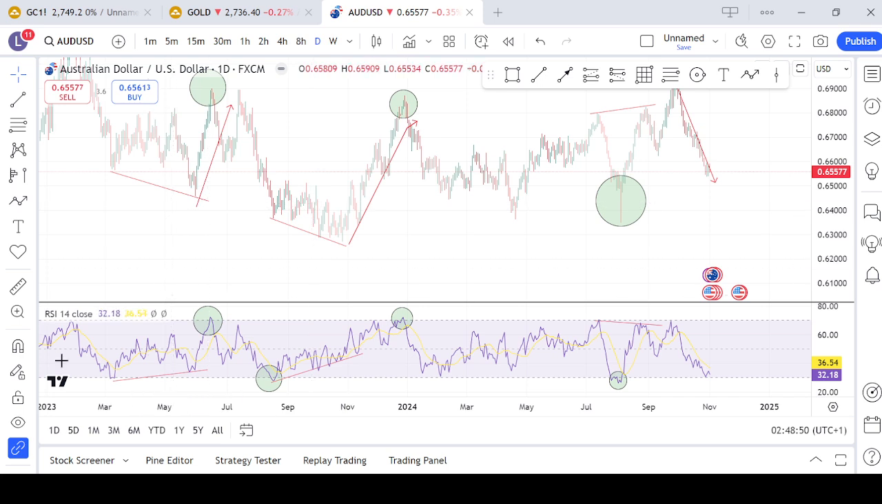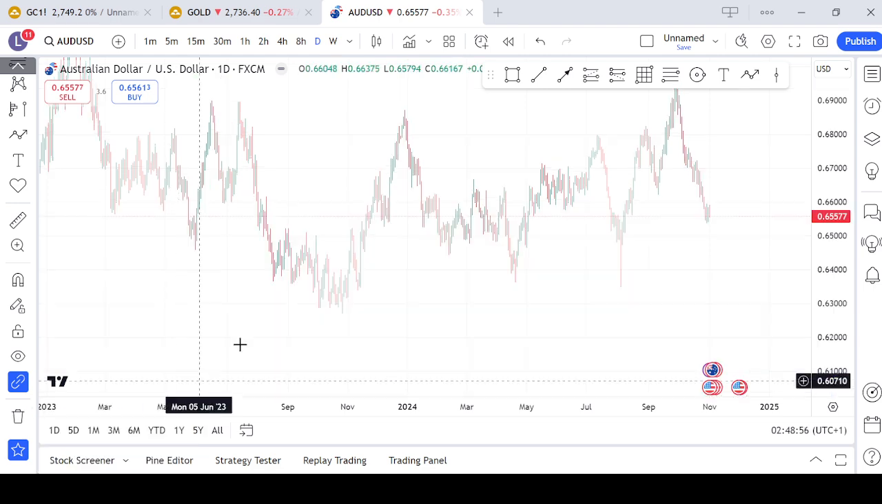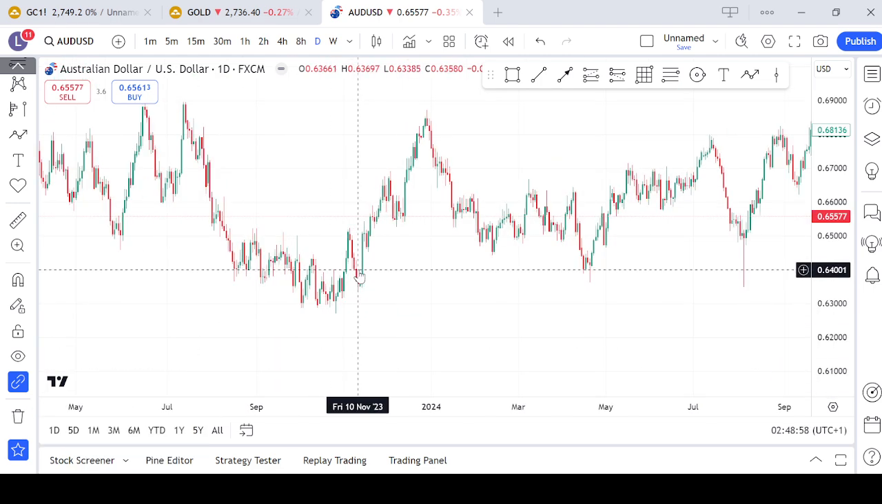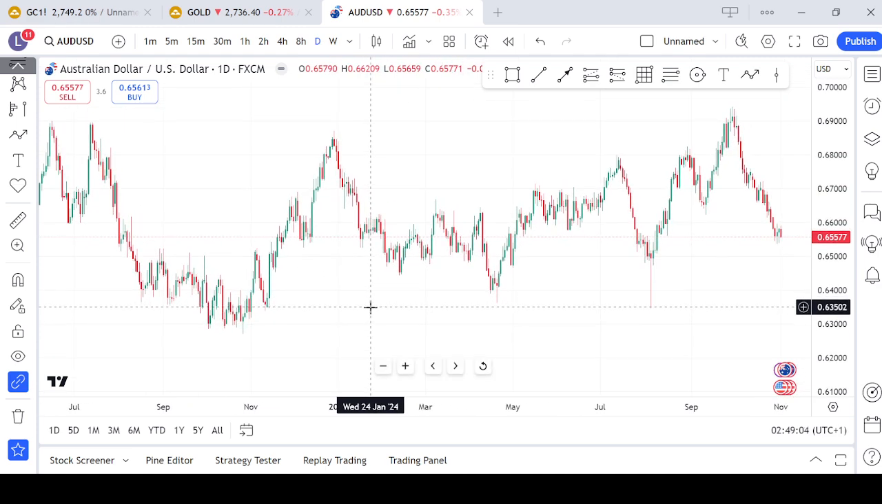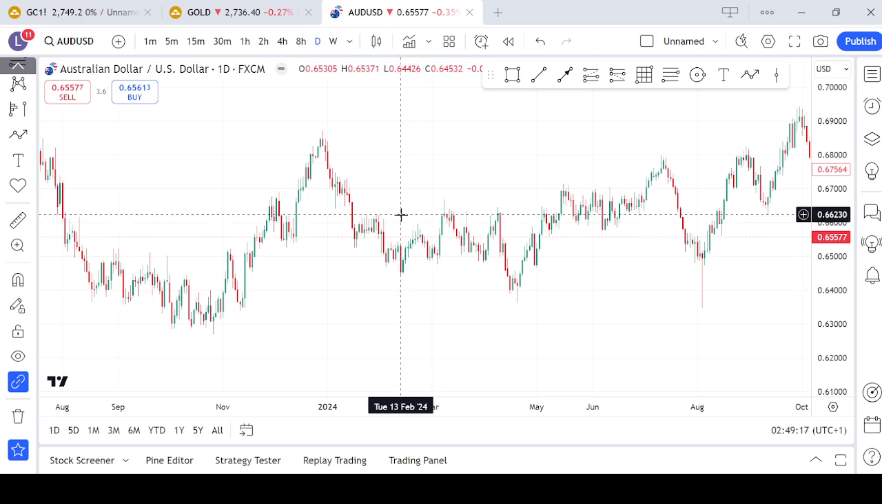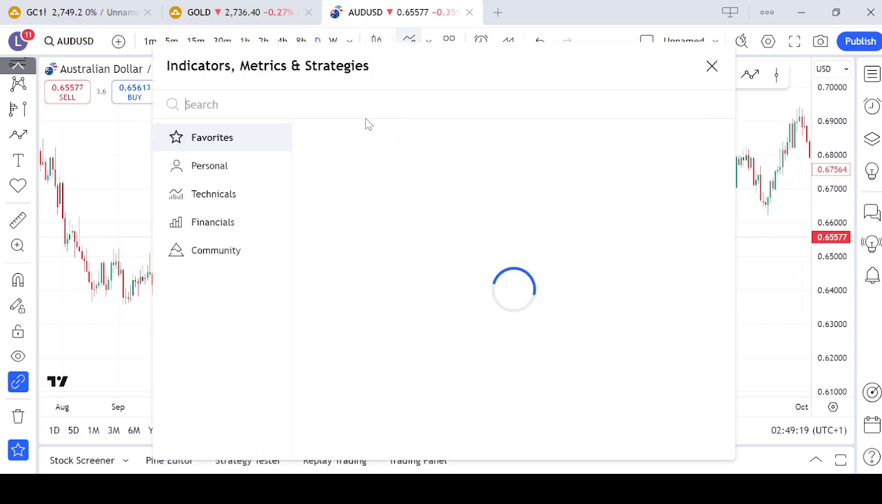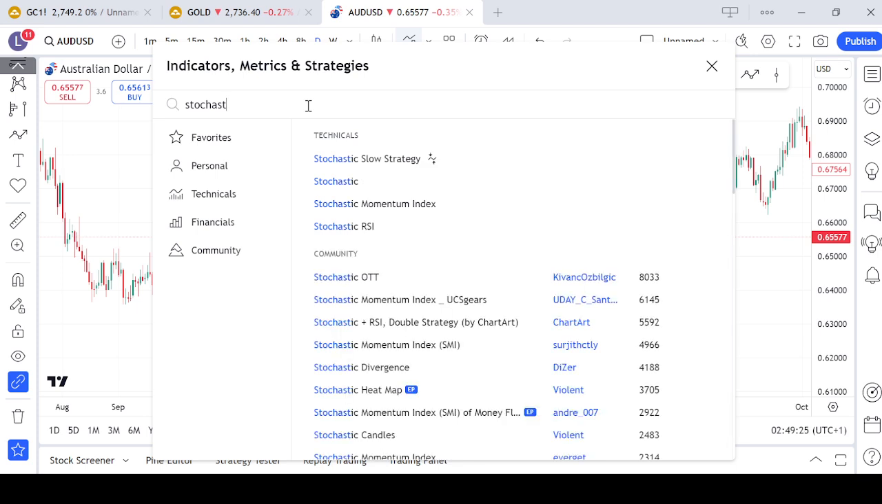So the next on my list is the stochastic oscillator. This momentum indicator compares the closing price of an asset to its price range over a specific number of periods. The stochastic oscillator consists of two lines, %K and %D. So I'm just gonna put that on the chart. This is the stochastic oscillator.